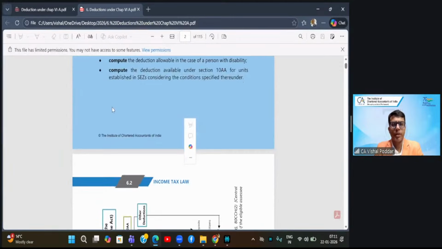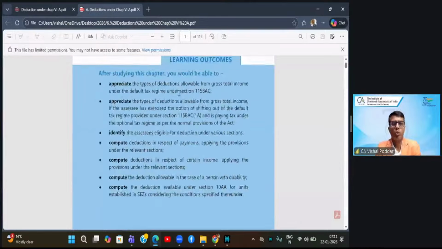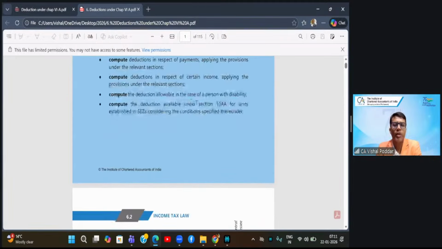Okay, let us continue, students. Now, there are two types of deductions under this chapter also. One is deductions that we are going to study in section 80 with multiple alphabets, 80A, B, C, D. And the other is the deduction that we are going to study under section 10AA.